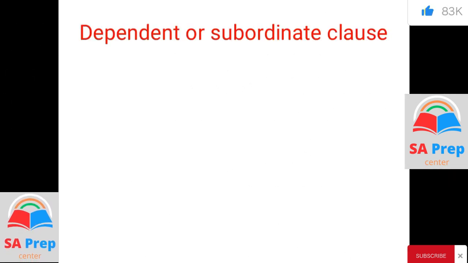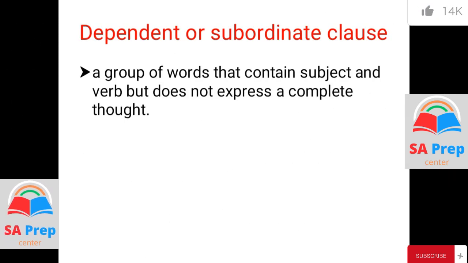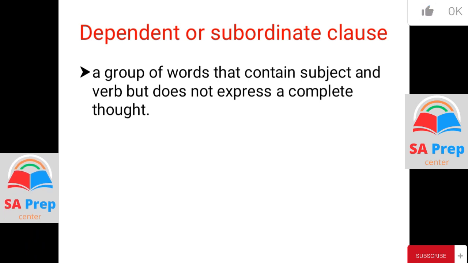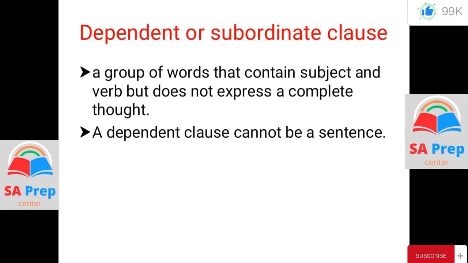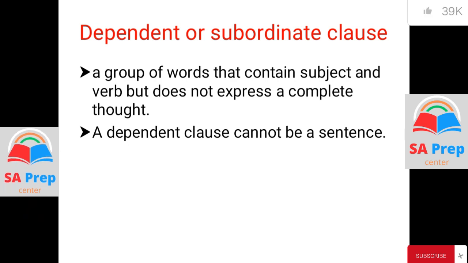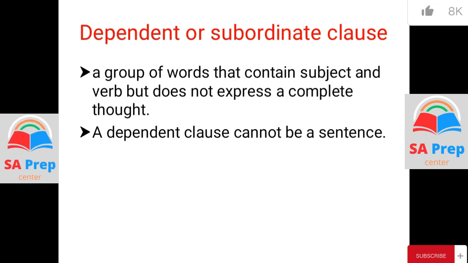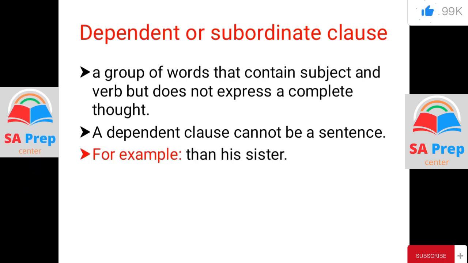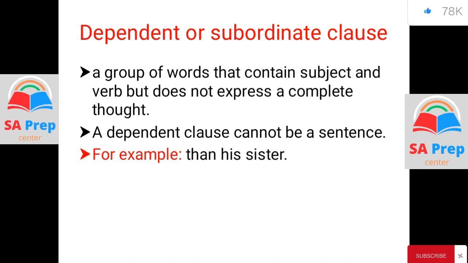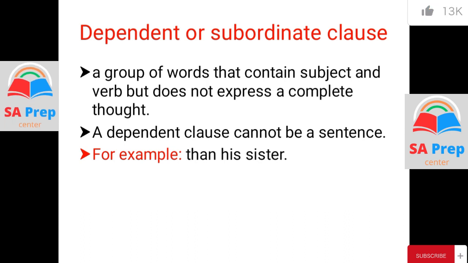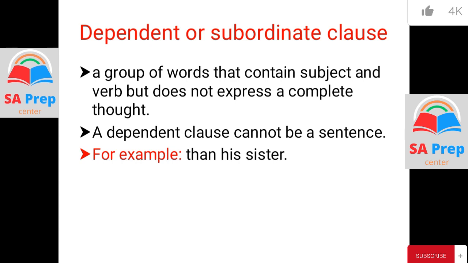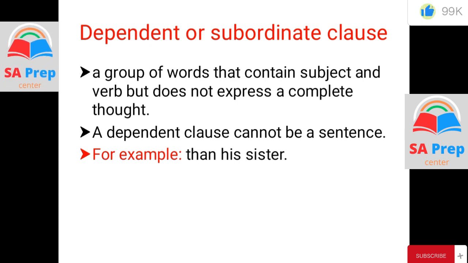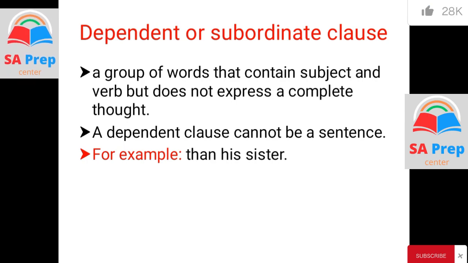Second one is the dependent or subordinate clause. A group of words that contains subject and verb but does not express a complete thought. A dependent clause cannot be a sentence, and it always needs an independent clause to verify or to explain its meaning. For example, then his sister. It does not give any sense, then his sister. What do you mean by then his sister? But when we complete the sentence using an independent clause, that I am older than his sister, then it does make sense.